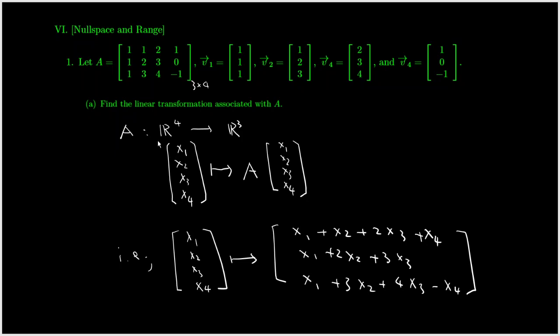I want to convince you a 3x4 matrix indeed determines a linear map from R4 to R3. So you see the input is in R4, and the output is in R3.